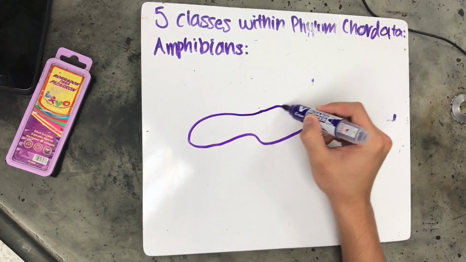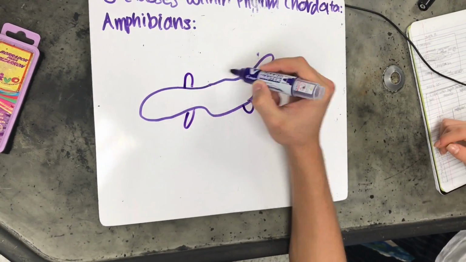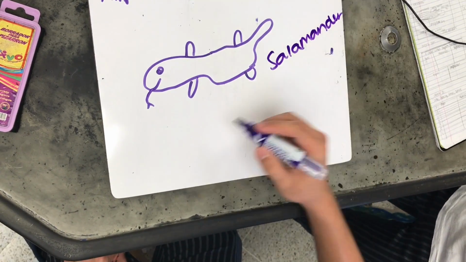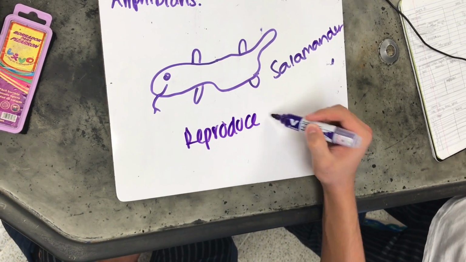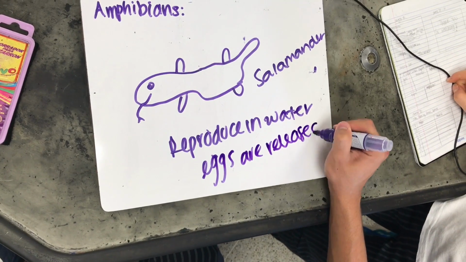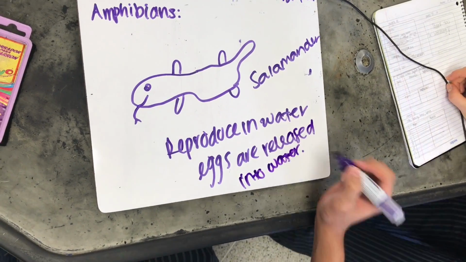Amphibians reproduce in water. Their eggs are released into the water and fertilized outside the female's body. They have permeable skin. The 3 types of amphibians are Gymnophiona, Caudata, and Anura. Some of the most poisonous species are amphibians.